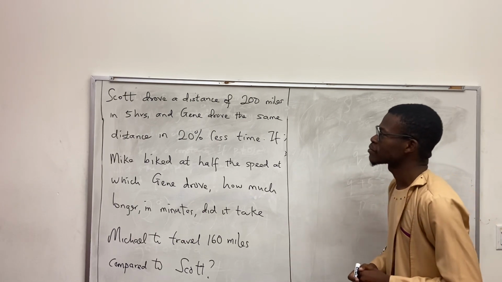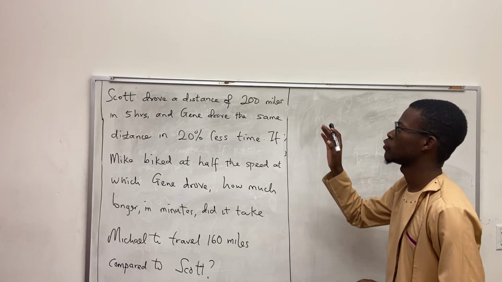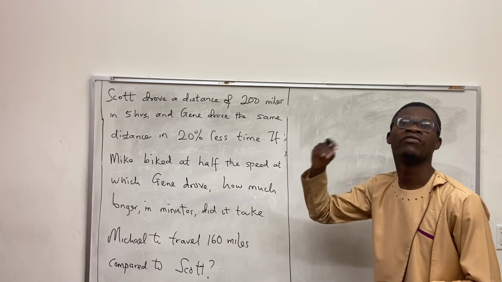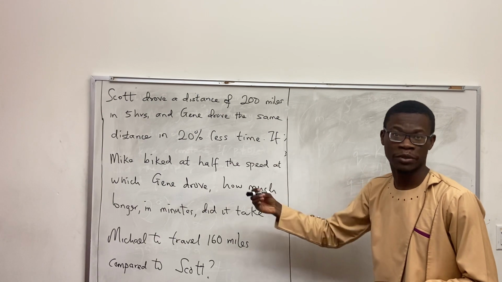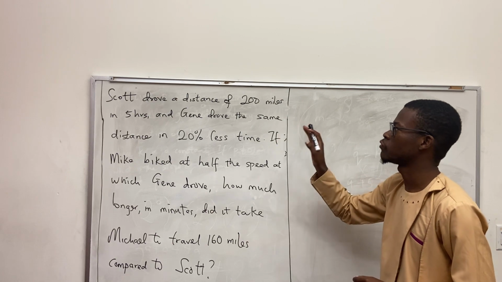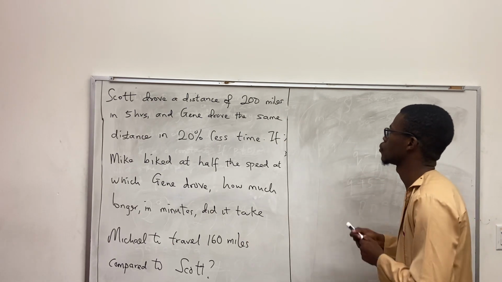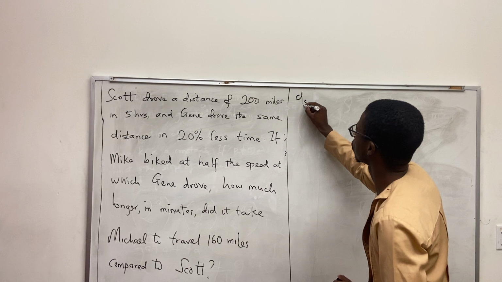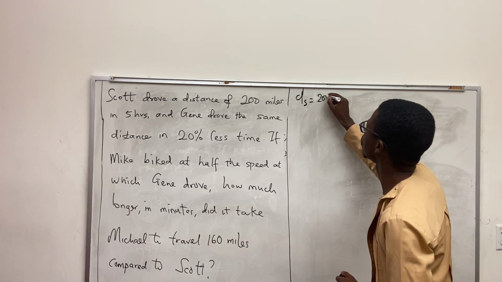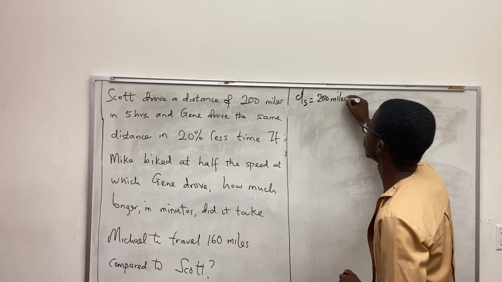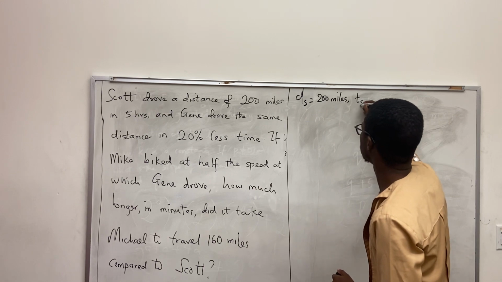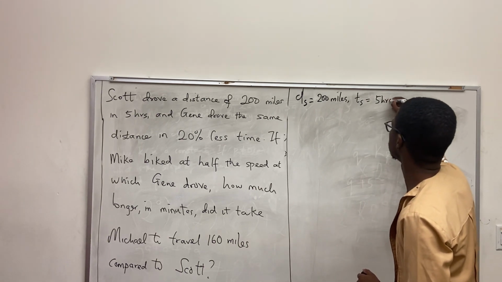All right. So Scott drove a distance of 200 miles in 5 hours. So what I'll do is, each sentence I will convert it to a mathematical expression to make things easier. So let's start from the first one. Scott drove a distance of 200 miles in 5 hours. So the distance for Scott, let's call it D for Scott, is what? 200 miles. Then in 5 hours, T for Scott is 5 hours.